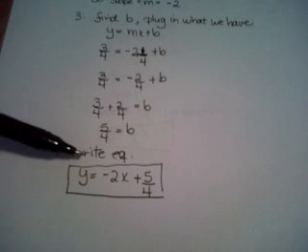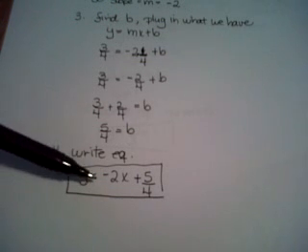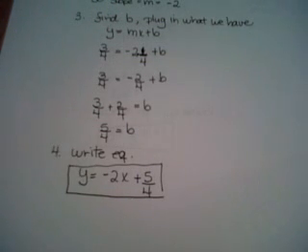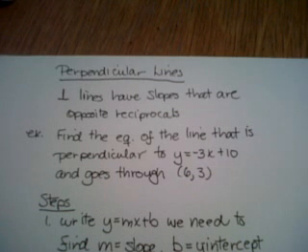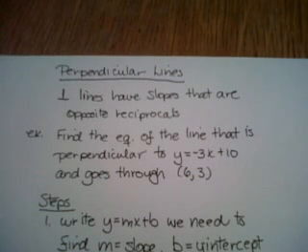So now my final step is just write an equation, y equals negative 2x plus 5/4. That is my equation, substituting negative 2 in for my slope and 5/4 for the b that we found. Well, now we'll take a look at writing equations for perpendicular lines.